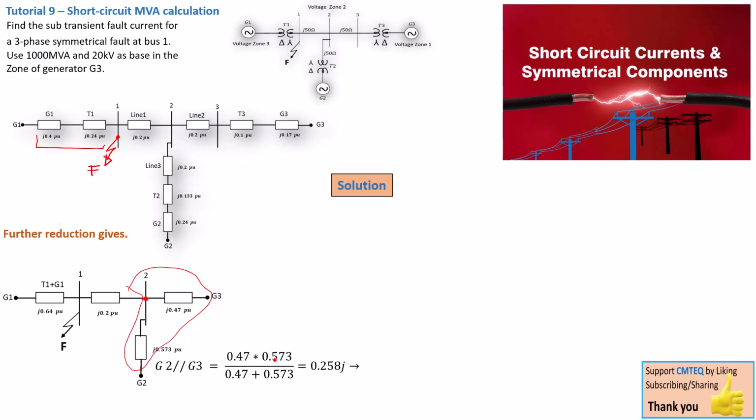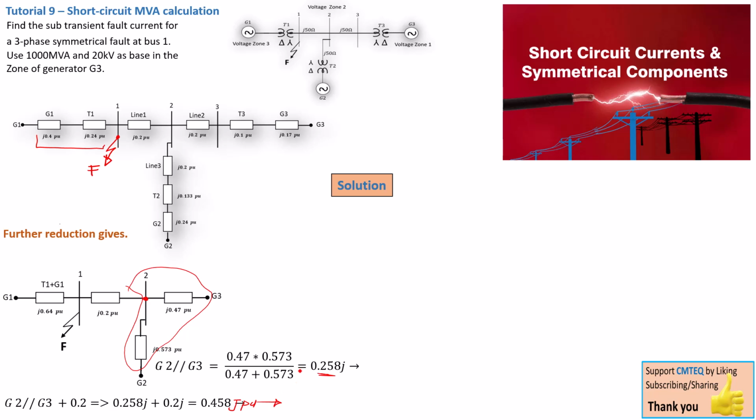So then we need to take this value here and add it to the 0.2 J per unit, and that gives us a value of 0.458 J per unit, right? So this should be J per unit, right?